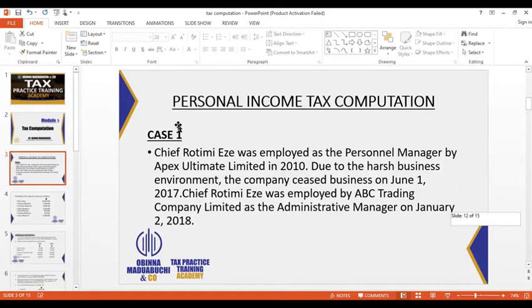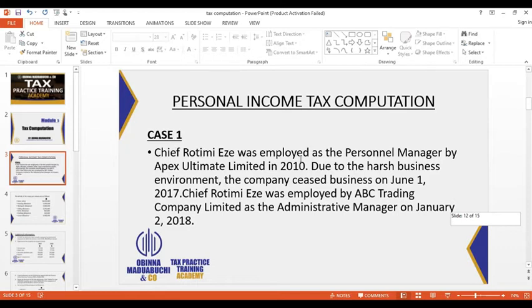and we'll also compare what the tax position of Chief Rotimi Eze is before the Finance Act, and what will be the tax position of Chief Rotimi Eze after the Finance Act. What's the difference? And I must tell you that the Finance Act, in terms of taxes, is not favorable to self-employed, and it's not favorable to PAYE, I mean, those under PAYE, because from what we've seen now, they are paying more taxes, and that means the net pay will be reduced.